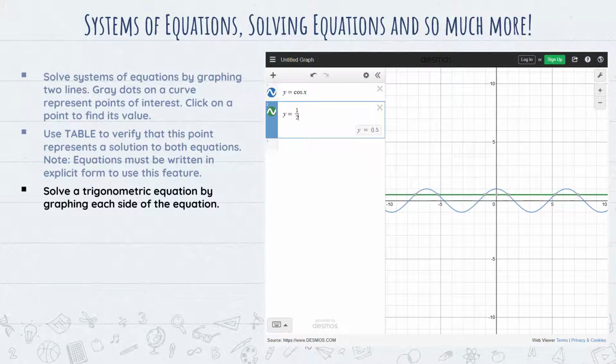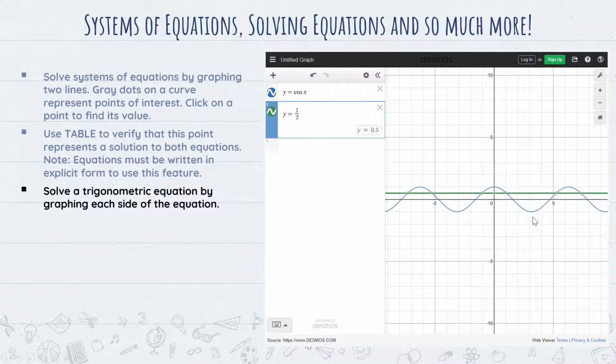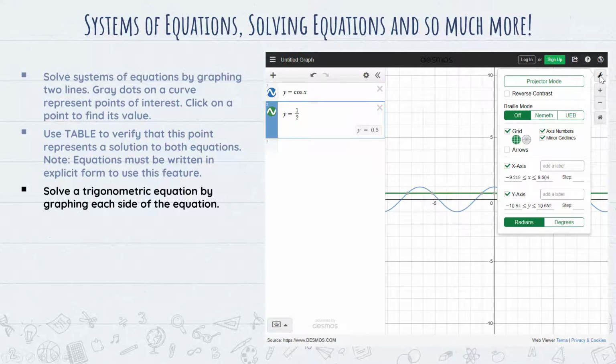Seeing all of those gray dots in various spots along the graph really drives home the idea that there are infinite solutions. And I can even zoom in with my mouse or zoom out. Another thing you can do to change the way the window looks is by going up to this wrench setting. That's where graph settings are at. And if I click on that, you will see I have the ability to change from radians to degrees.